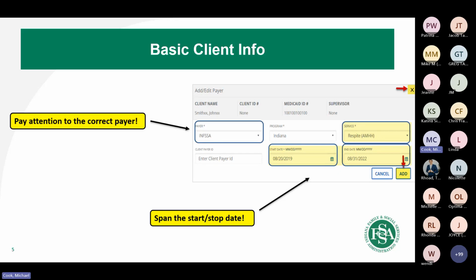Also make sure to span the start and stop date to ensure that we're correctly capturing all the information about the member, including the specific services that they're authorized to receive.